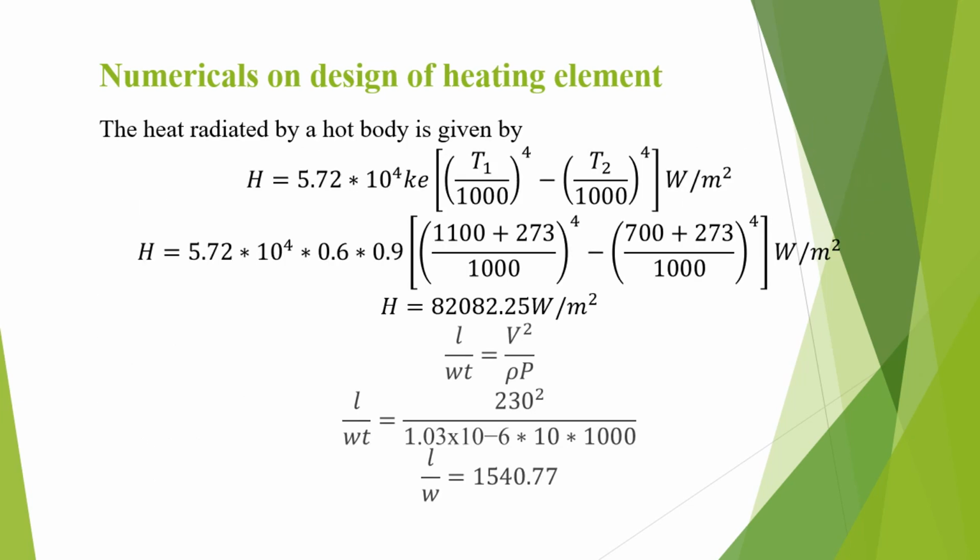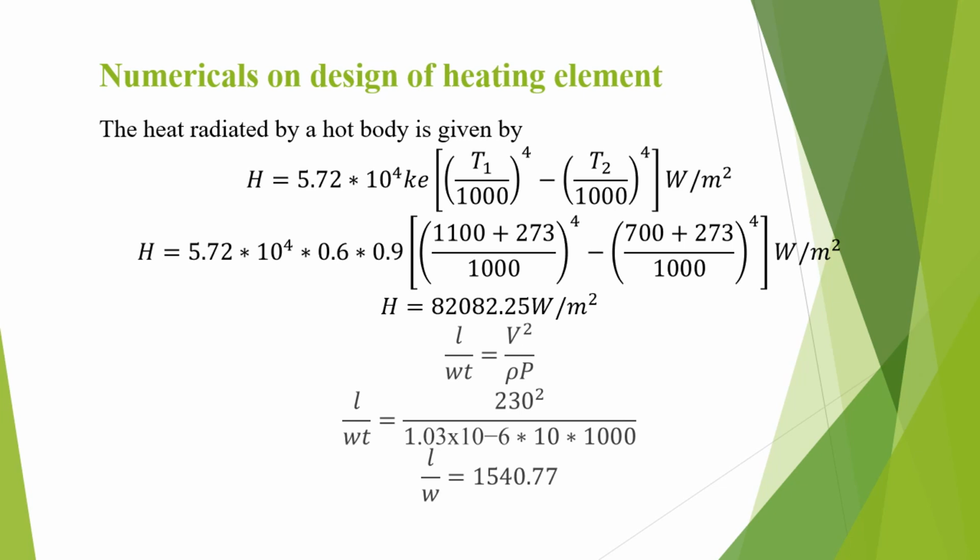Heat radiated by the hot body is given by the equation H equal to 5.72 into 10 power 4 K e into (T1 by 1000) to the power 4 minus (T2 by 1000) to the power 4. Substituting the values in the H equation, we get the value of H as 82,082.25. We have the equation of L by W t equal to V square by rho P.